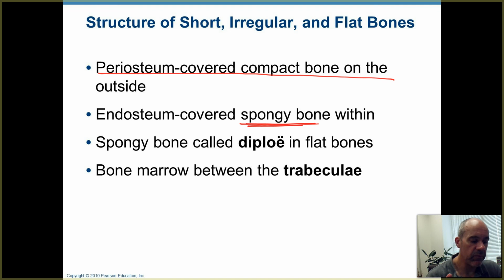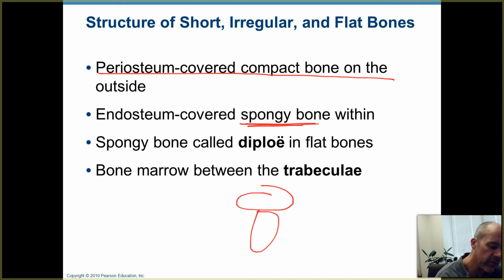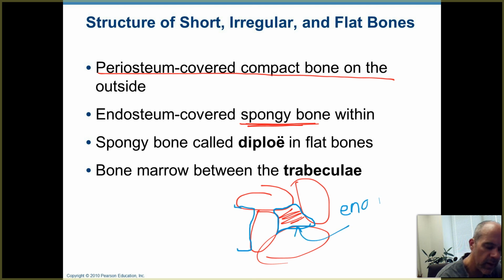And spongy bone, all right, so you've got those little T-shaped structures that kind of look like this, let's say. And you've got those spaces in there. And then lining those spaces along the surface of those little T-shaped structures, you do have endosteum in these types of bones as well.